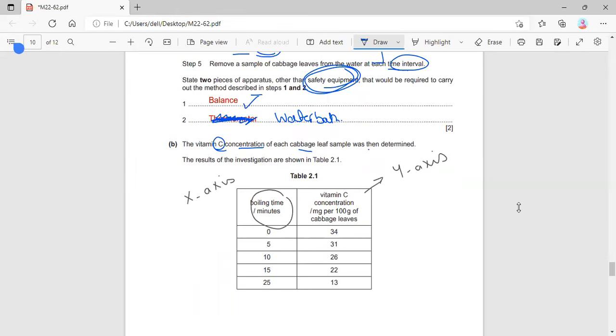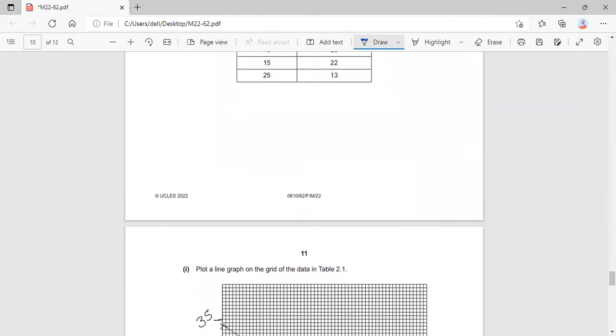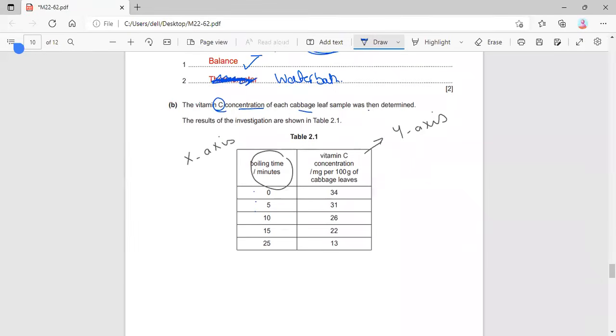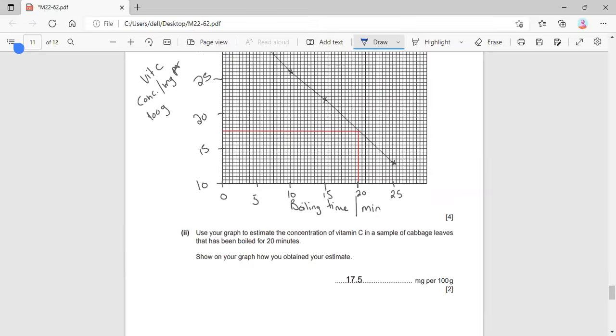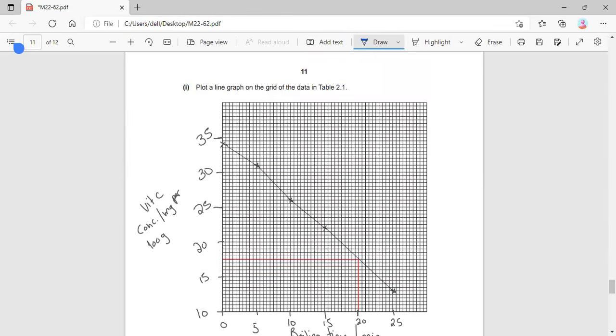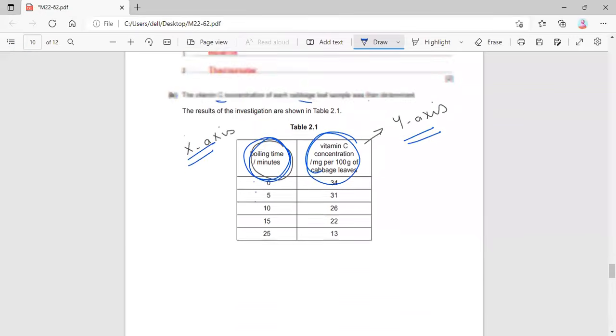He gave you the results: this is the boiling time, and this is the vitamin C concentration. How am I going to draw the graph? Plot a line graph of the data. Left side of the table on the x-axis, right side on the y-axis. First thing to do when you get the graph, please put the labels. You will take 1 mark if you just put the labels.